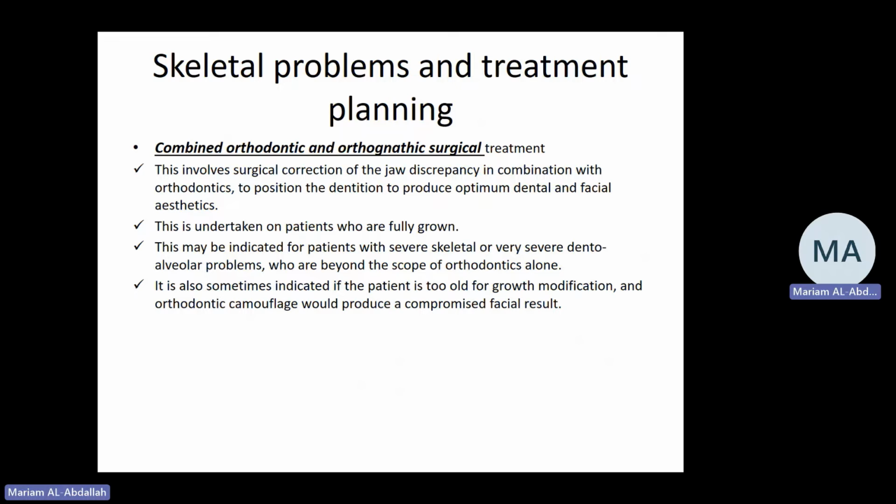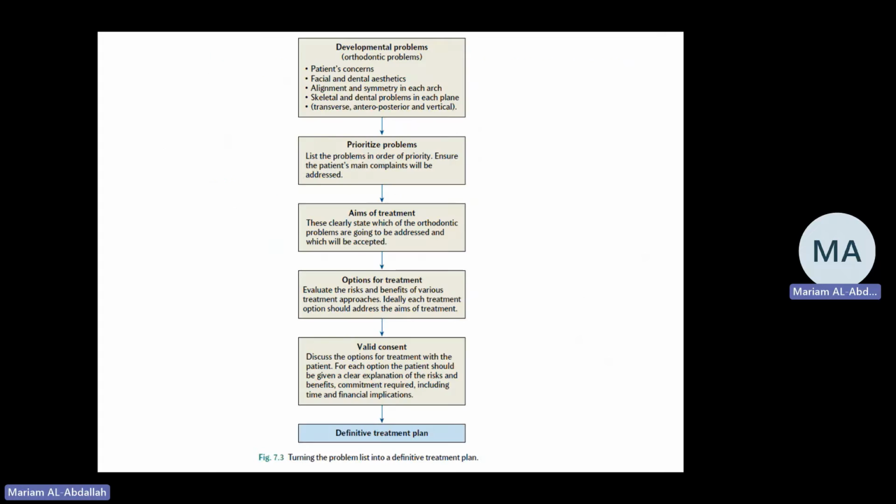And of course, in contrast to growth modification, which we said is mainly for growing patients, orthognathic surgery is mainly for fully grown patients, for adult patients. So it is mainly an option for patients where it is too late for growth modification, or camouflage cannot produce good aesthetics due to the severity of the underlying skeletal discrepancy. So it's an important option to discuss with the patient, and this is how we can correct some skeletal problems.